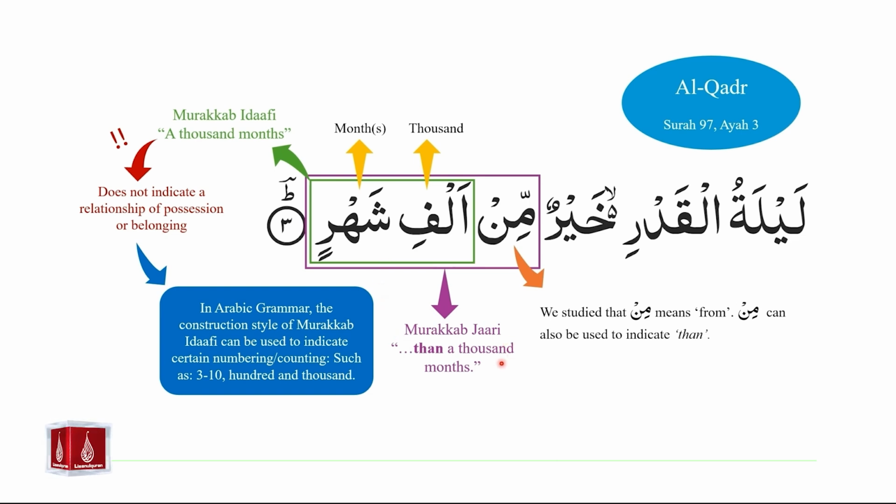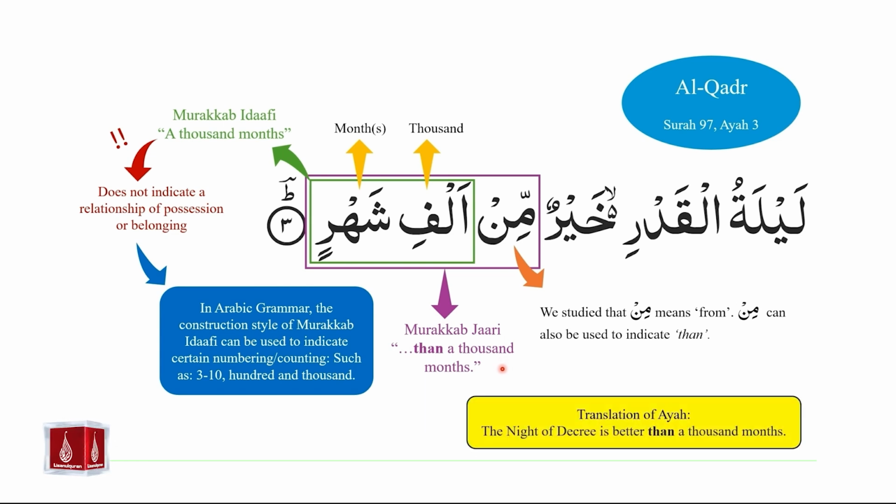And the translation of the entire ayah is as follows. The night of decree is better than 1,000 months. 1,000 months comes from alfi shahrin and min is indicating the meaning of then.